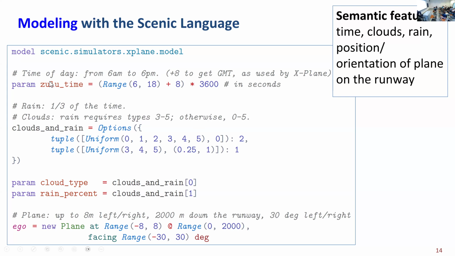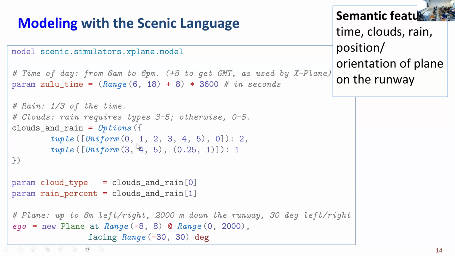So the Zulu time is essentially picking the time at random between 6 a.m. and 6 p.m., expressing that in seconds. This over here, Daniel was also mentioning yesterday in response to a question. This is a way of specifying a joint distribution over cloud type and amount of rain. There are 6 cloud types, and 3 of them are rain clouds.